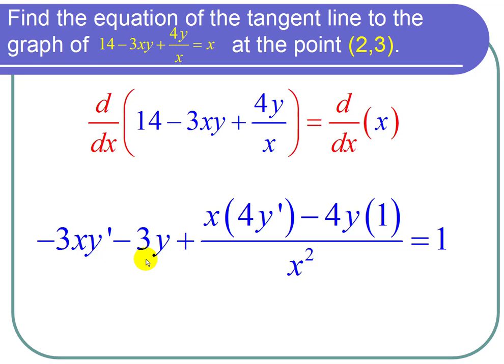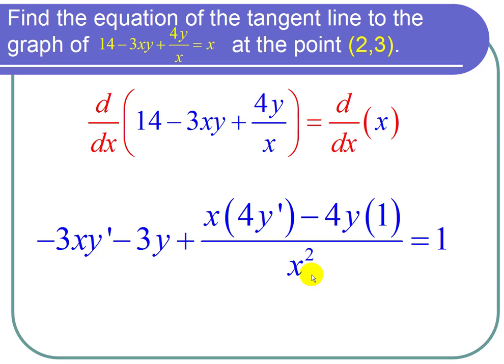And then I take the derivative of 4y over x. I use the quotient rule for that since I have a division. So the quotient rule says low, which is x, times d high, the derivative of 4y is 4y prime, minus high, which is 4y, times d low, the derivative of x is just 1, and then square the bottom, x squared, and away I go. So then I take the derivative of x for the right-hand side, which is just 1.